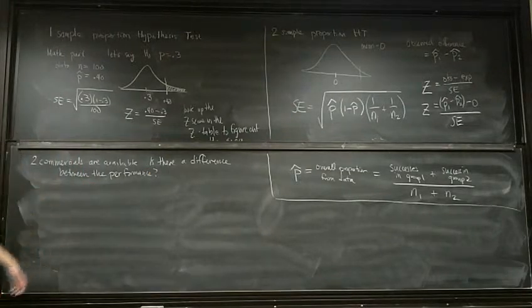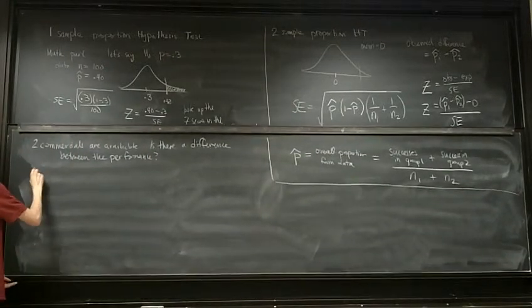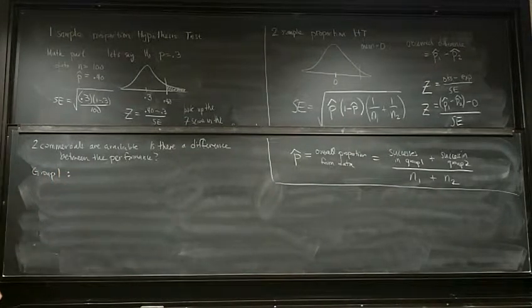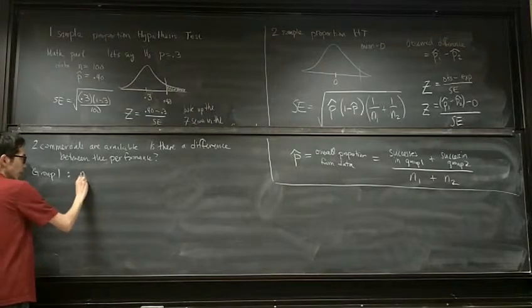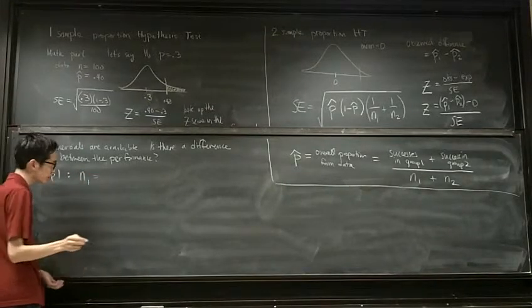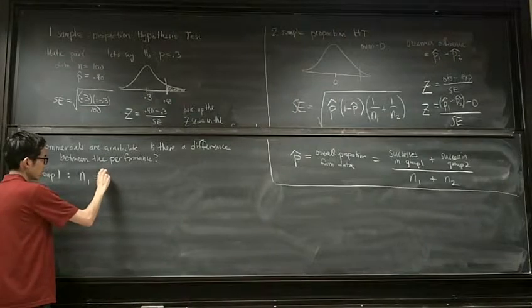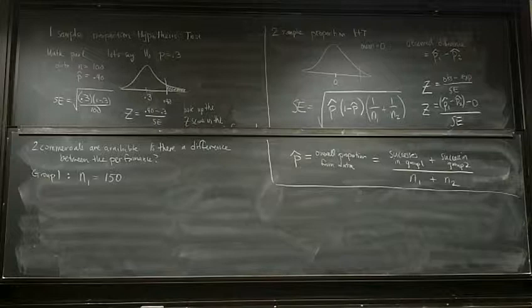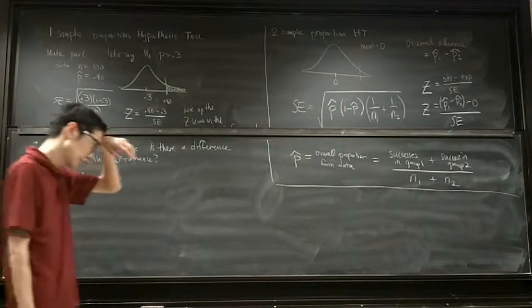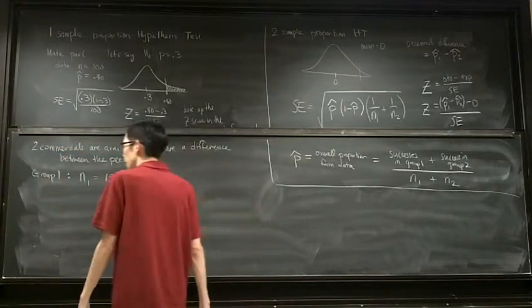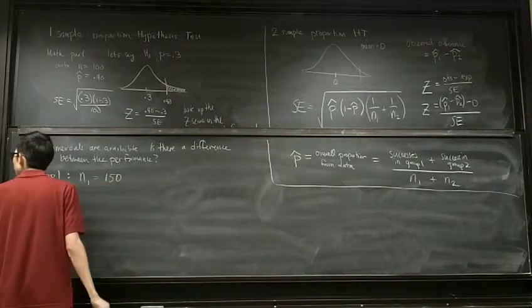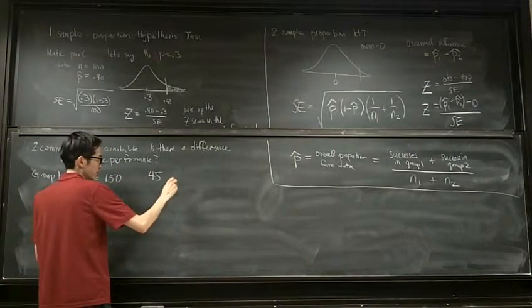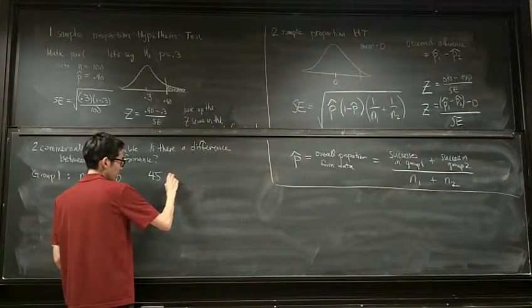Okay, so I'm going to do group 1. Group 1 was shown commercial 1, N1, so I'm going to just change up the numbers a little bit differently. So let's say 150 people were shown commercial 1. And let's say 45 people like the product or will buy the product.